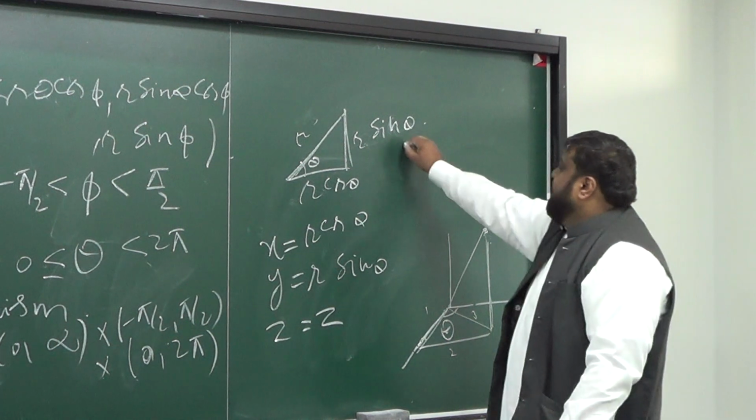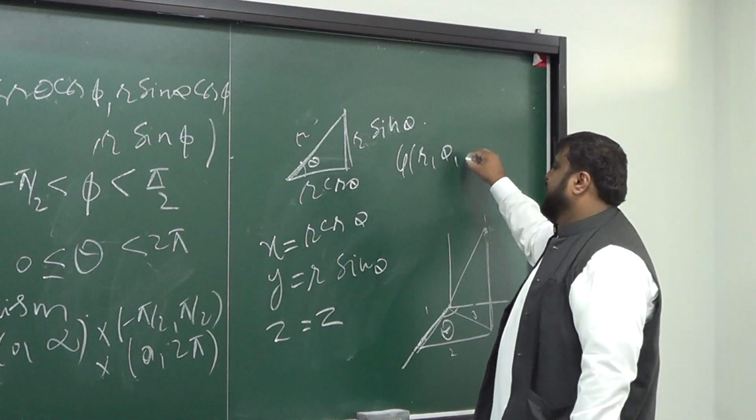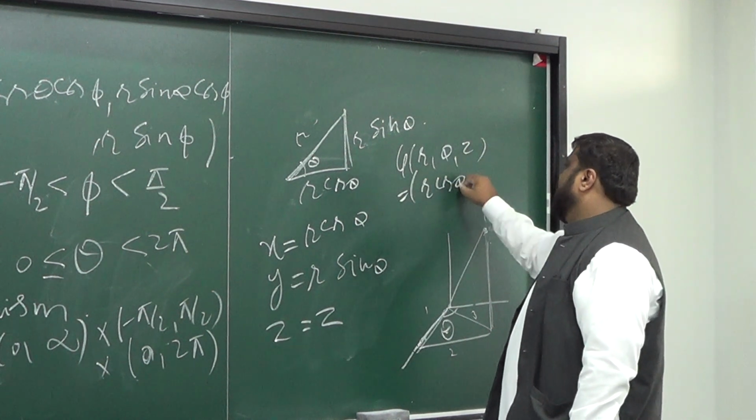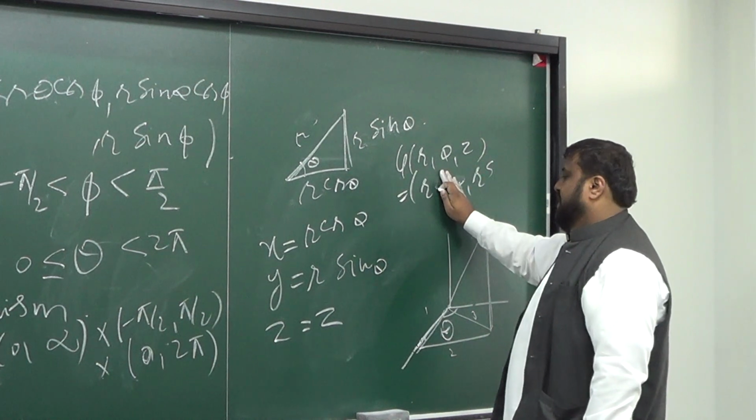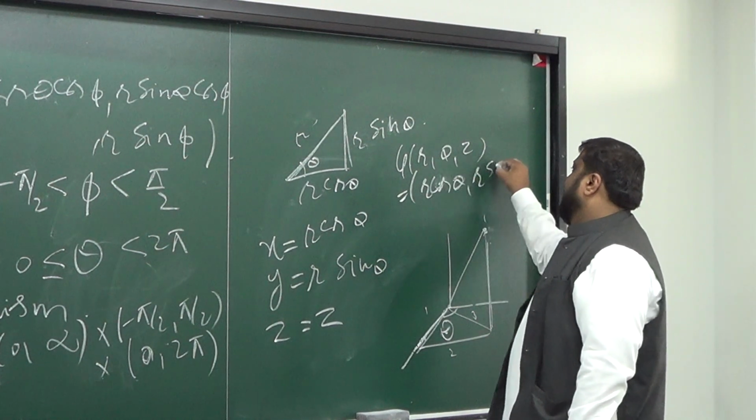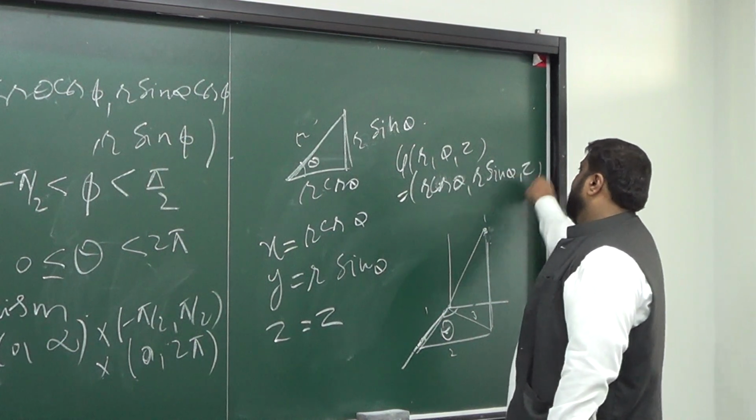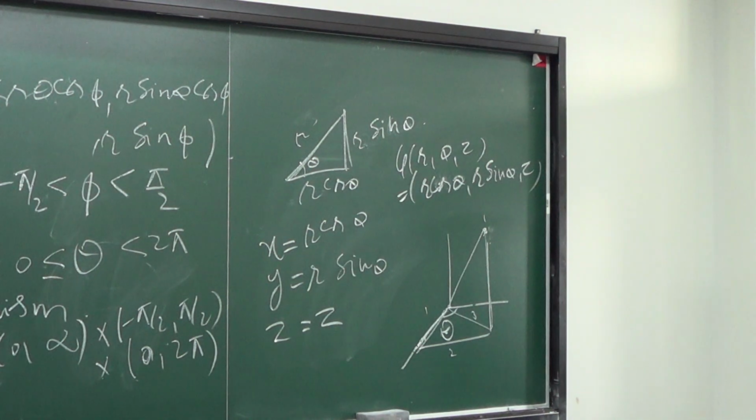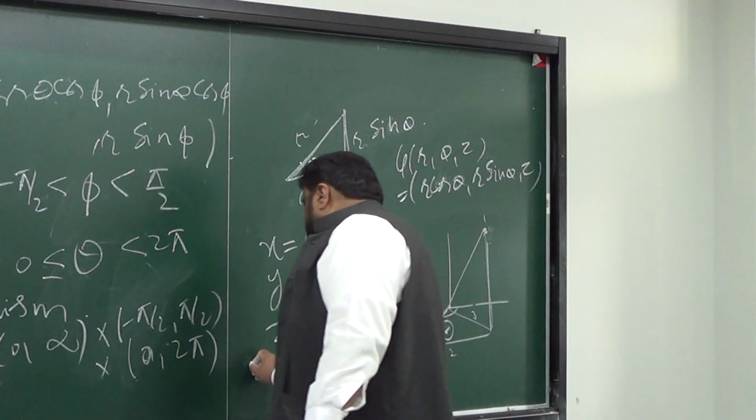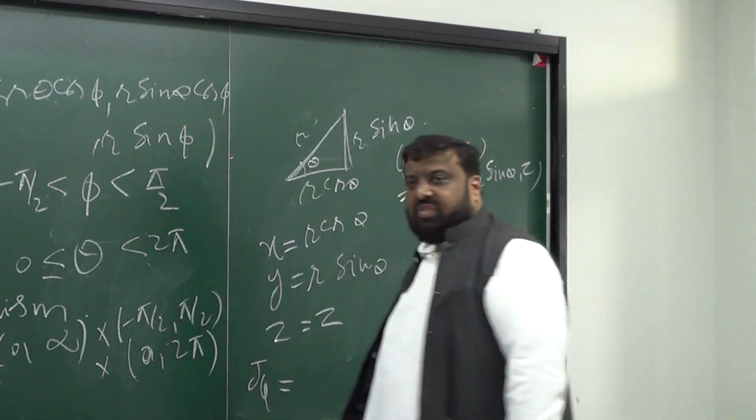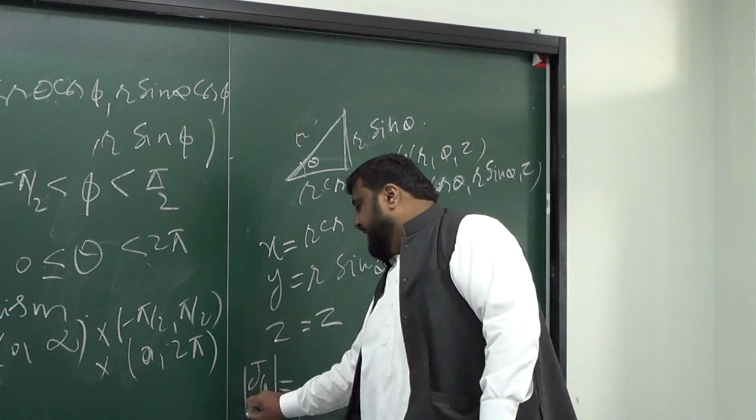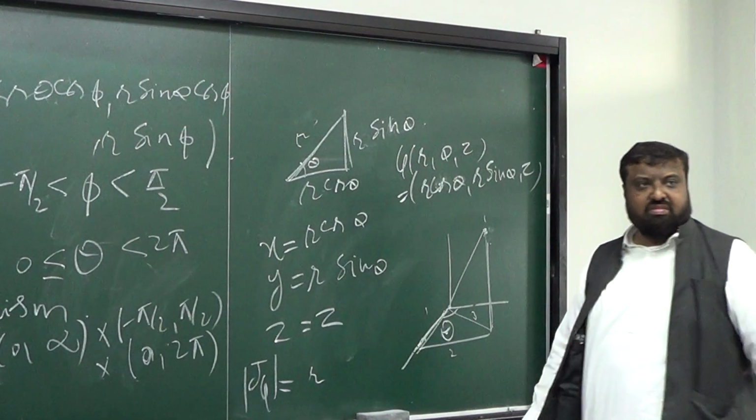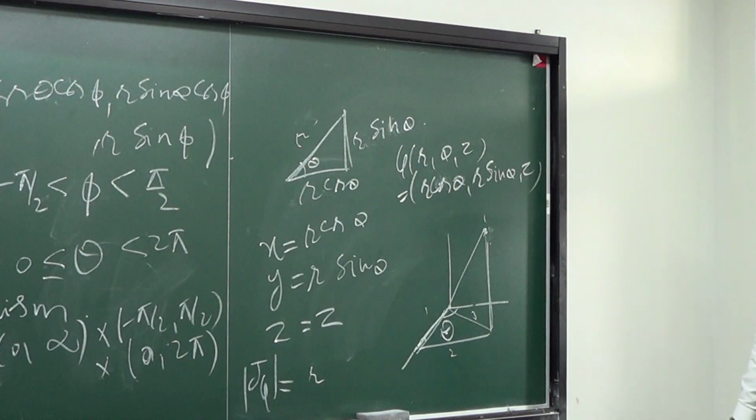So the same question: if you have r, theta, z and you want to have r cos theta, r sin theta and z, and you want to make it a diffeomorphism, the first thing would be to calculate the Jacobian. The determinant of the Jacobian of this phi turns out to be only r.